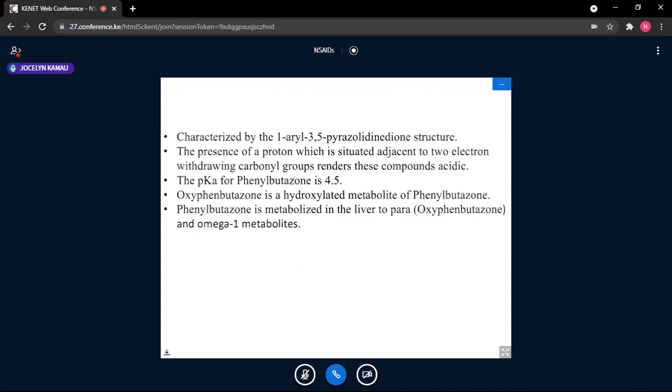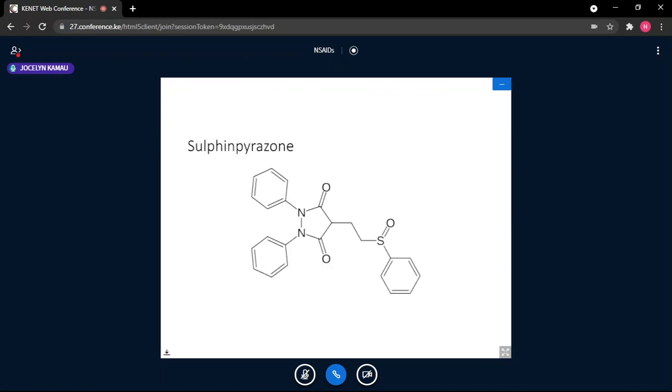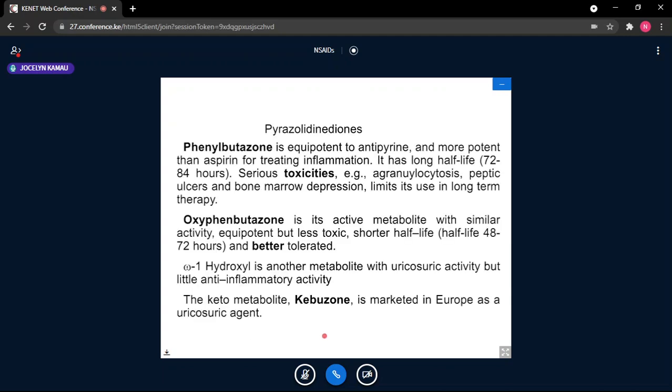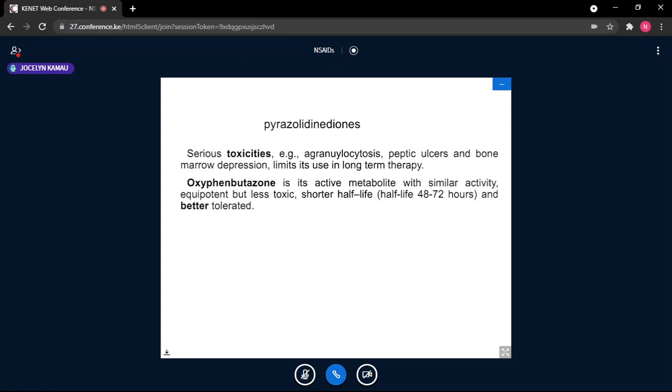The one which was found to have activity as a metabolite is oxyphenbutazone. The keto metabolite, kebuzone, is marketed in Europe as a uricosuric agent. So we are not interested. We are not discussing the uricosuric agents. We are discussing mainly the non-steroidal anti-inflammatories, and therefore we are saying phenylbutazone and its para-hydroxy metabolite oxyphenbutazone have good anti-inflammatory activity. But as we have said, they have also been associated with toxicities and therefore are not very popular. Oxyphenbutazone, as you have said, is a little bit safer, but still has toxicities.